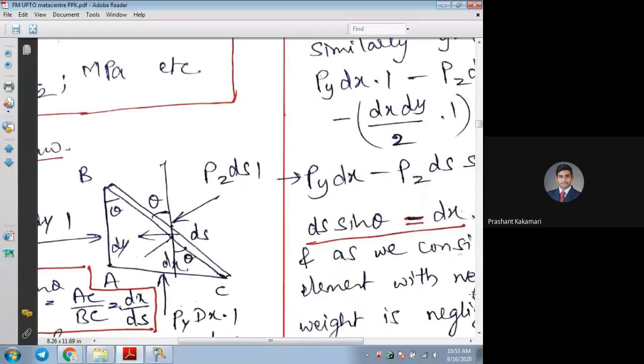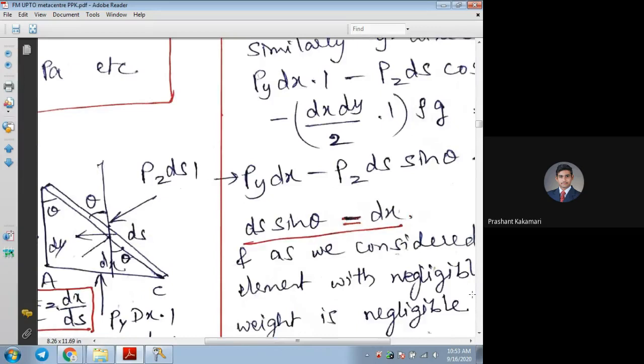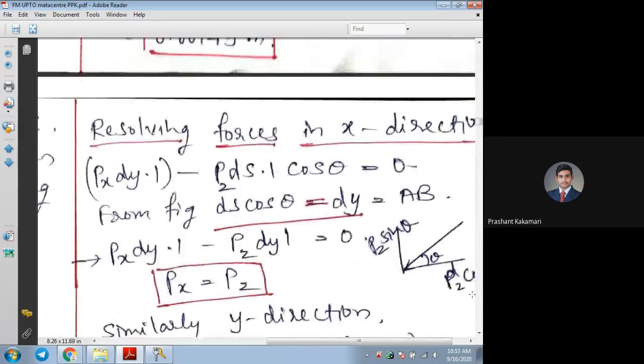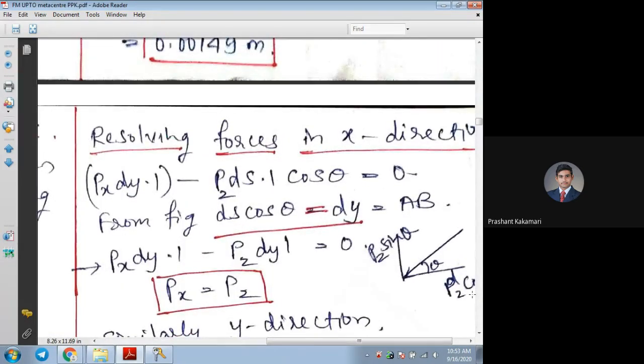So the pressure pz is acting opposite to the x direction, at angle theta, so that is written with a negative value. Only these two forces are acting in the x direction, not the weight. Weight is acting in the vertically downward direction, so they have not considered it. So that will be equal to 0.